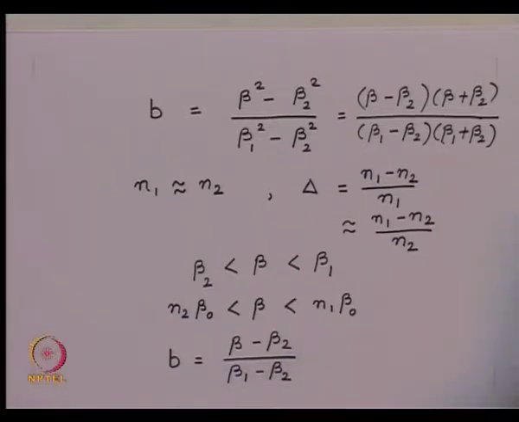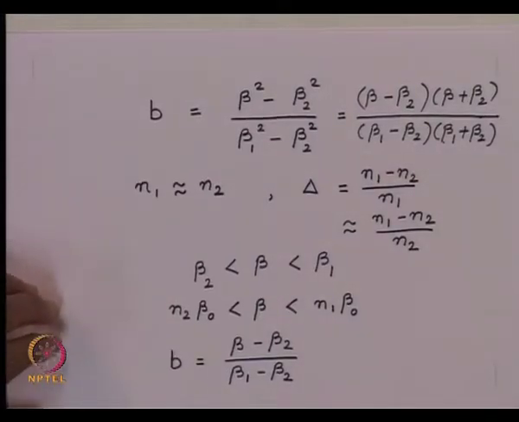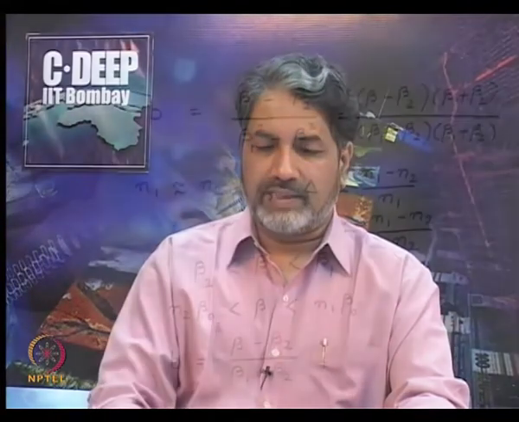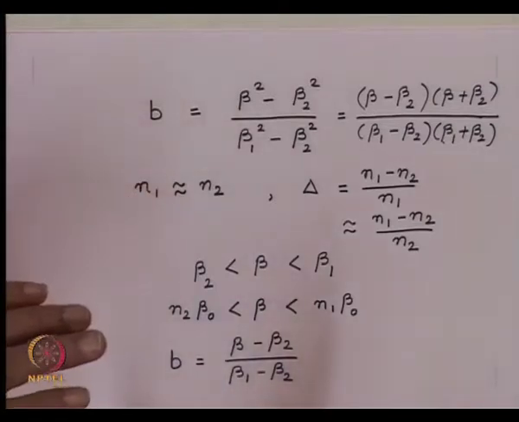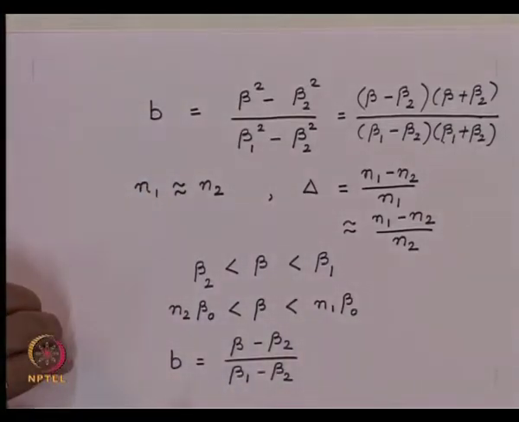So to do a simple calculation for the waveguide dispersion, first we linearize this quantity B under the assumption that the fibers are weakly guiding fibers. That means the refractive indices of core and cladding are almost the same. The difference between them is very, very small.